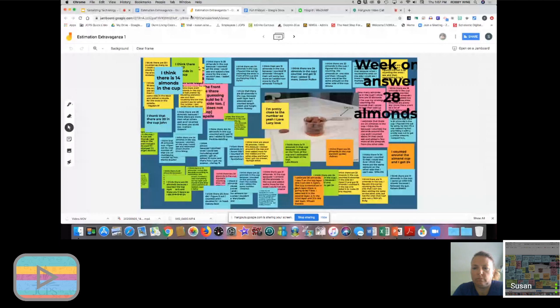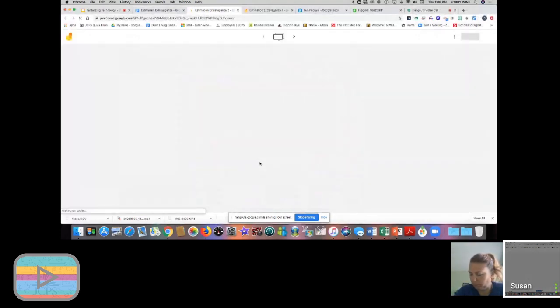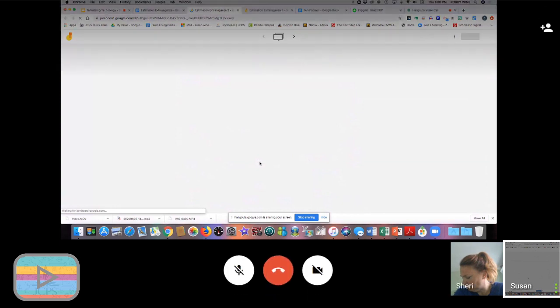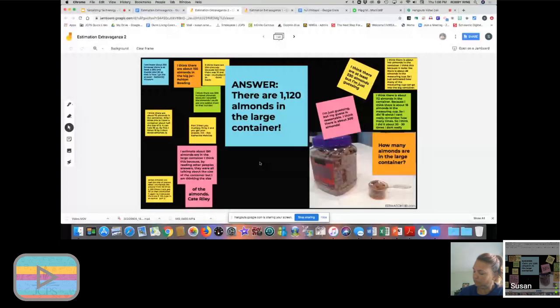And then each week, there are different things. Like the second week, it bounced off of the idea of the small cups. So then they had to take the information about the small cup of almonds and then determine how many were in this very large container. And so look, as you can see, the answer is already posted, and some of the kiddos did their estimation.